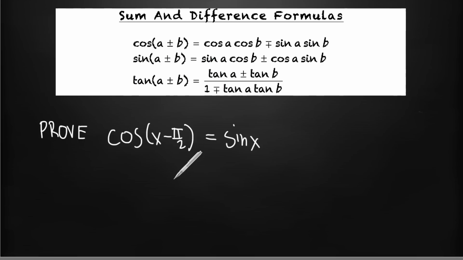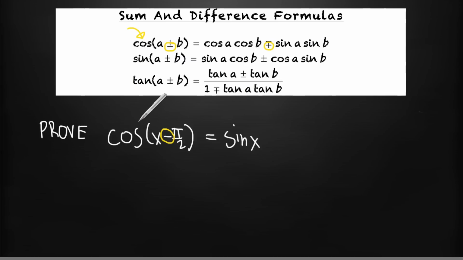All right, in this example, it wants us to prove this identity that the cosine of x minus pi over 2 is really equal to sine of x. And so we first recognize that this is the difference of two angles, cosine difference formula. So we're going to be using this formula right here, and we're going to be using the lower symbol, which means over here it's going to be a plus. All right, so let's see if we can break this down.